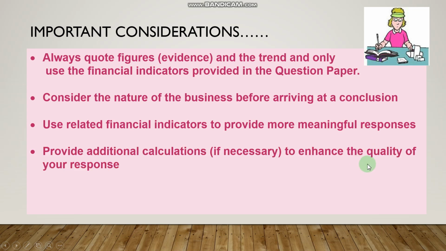The next bullet, provide additional calculations if necessary to enhance the quality of your response. Sometimes you might need to make a point by bringing in some additional information to answer a question, and you might need to do an additional calculation which is not given in the table of information, but you need to do that on your own. Do that and provide that information if it's going to make your answer more complete. This is what we mean when we say enhance the quality of your response. It's giving more meat to your answer.